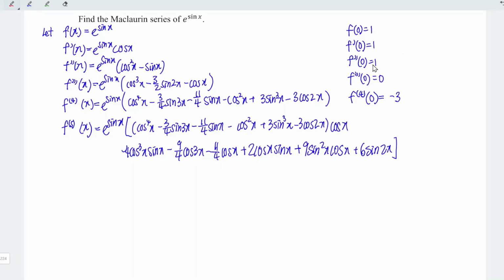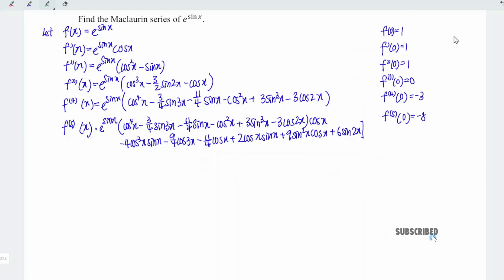Since we have obtained 1, 2, 3, 4 non-zero terms, and if the value at point x equal to 0 for this derivative is also non-zero, basically we can stop here, unless the question requested more than 5 terms. Which means that without simplifying this complicated function, we can now evaluate the value at point x equal to 0. So we have 1 times 1 minus 0 minus 0 minus 1 plus 0 minus 3 times 1 minus 0 minus 9 over 4 minus 11 over 4 plus 0 plus 0 plus 0, which means that at point x equal to 0, we have negative 8.